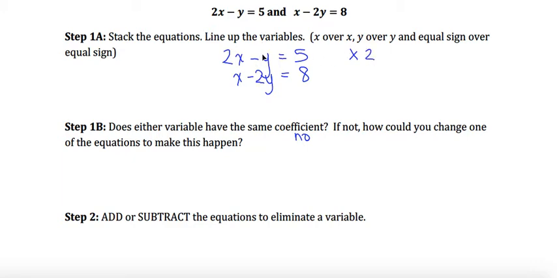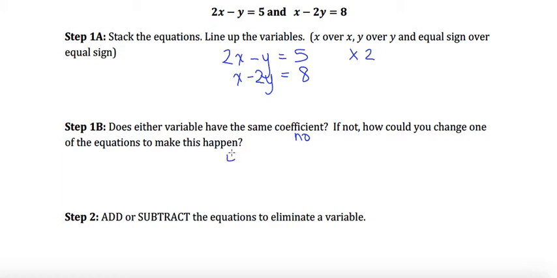So that'll make sure that both of my y values are going to have the same coefficient now. When I'm multiplying it by 2, I have to multiply every single term in that equation by that value to make sure that the equation of that line is going to be the same. So this is what your next step 1b is going to look like.